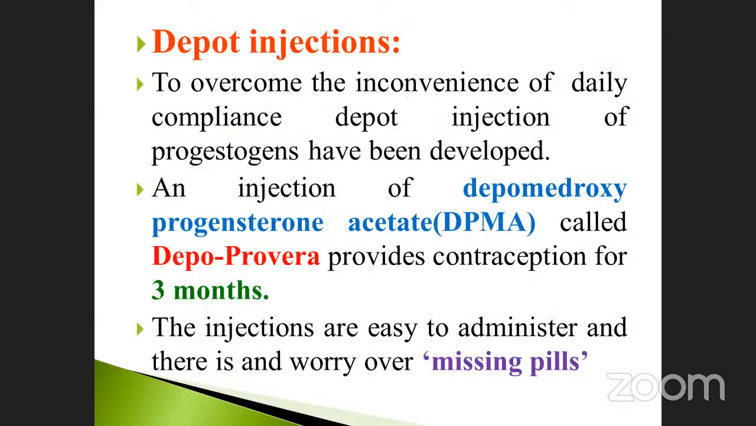And depot injection is also there. To overcome the inconvenience of daily compliance, depot injection of progesterone has been developed. An injection of depot medroxyprogesterone acetate, DMPA, note it down, called Depo-Provera. Depo-Provera, note it down. It provides contraception for 3 months.